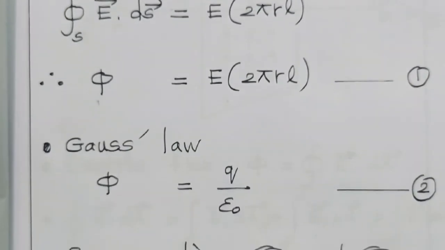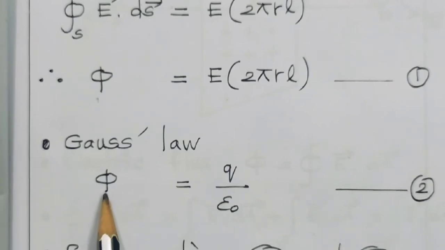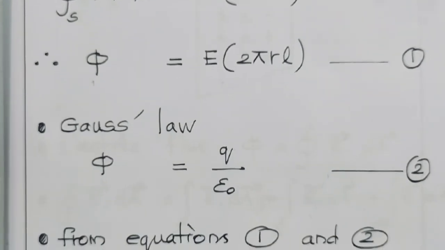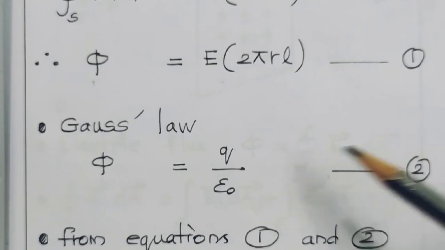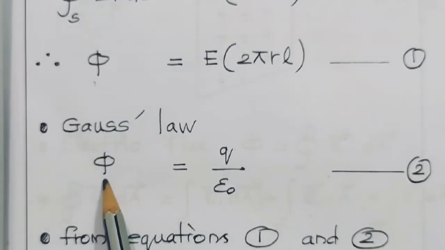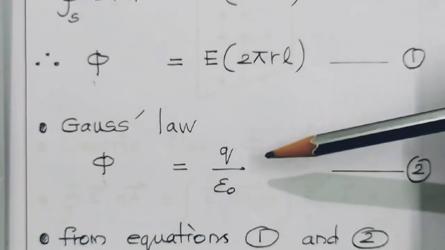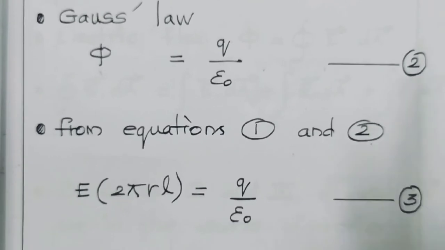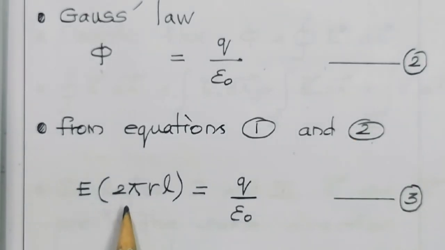And from Gauss law, what does it say? Phi is equal to Q by epsilon naught. Let us assume it as equation number 2. Now from equations 1 and 2, both the left hand sides are equal. So the right hand sides must be equal. So let us equate both the equations. So we'll get E into 2 pi r L is equal to Q by epsilon naught. Let it be equation number 3.